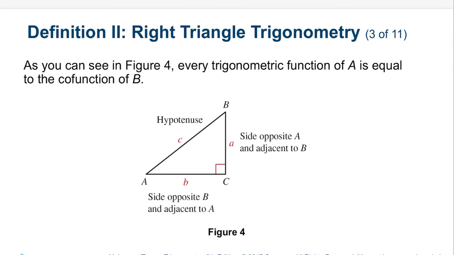Okay, here they just kind of label this. Side A is always going to be opposite angle A. Side B will be opposite angle B, and side C will be opposite angle C.